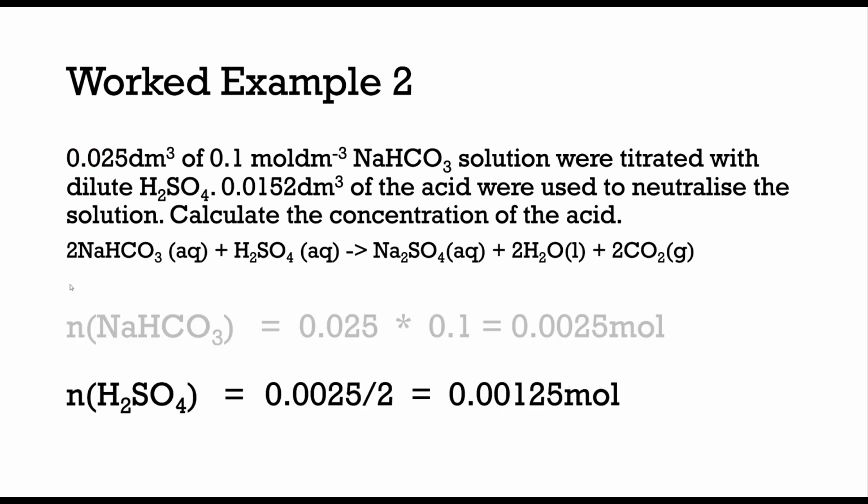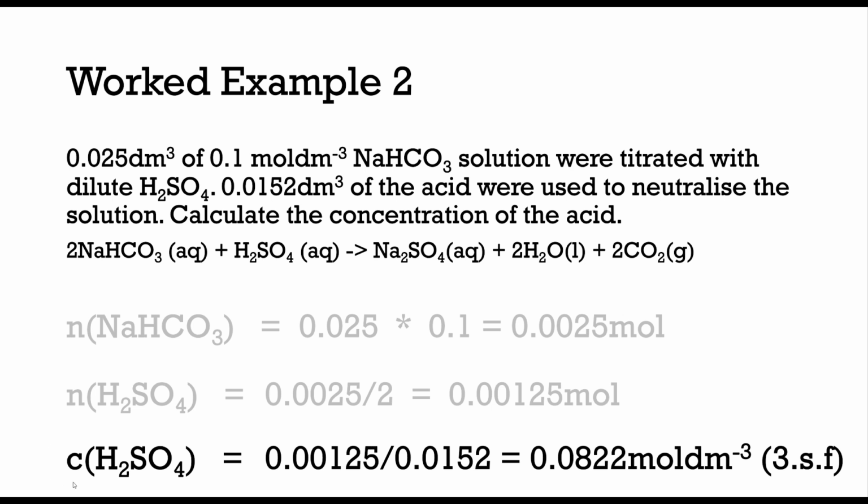Similar to the previous question again, we can see that for every 2 NaHCO3 molecules, only 1 H2SO4 is needed to neutralize them. Therefore the number of moles is double, and we just need to divide by 2 again to find the number of moles of H2SO4. And the last step to calculate the concentration of H2SO4, all we have to do is just use the formula and rearrange it slightly to get 0.00125 divided by 0.0152 from the question to get 0.0822 moles per dm cubed to 3 sig figs.